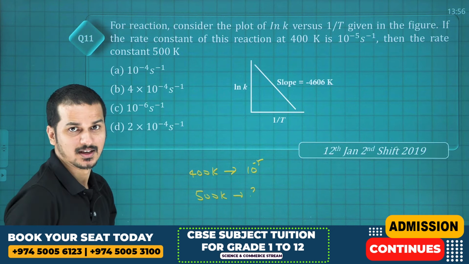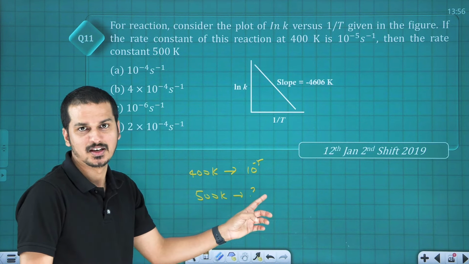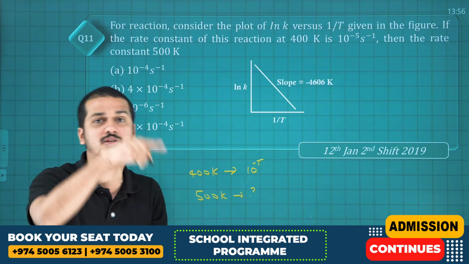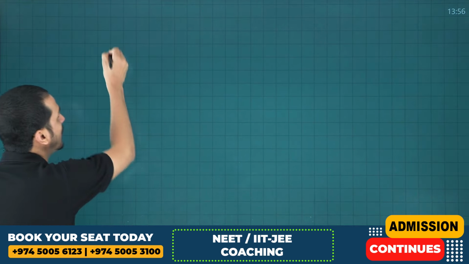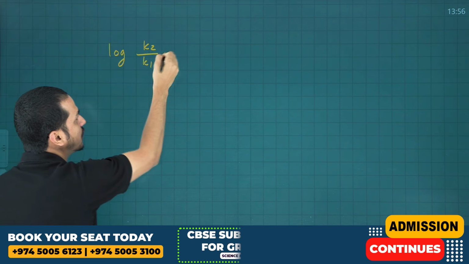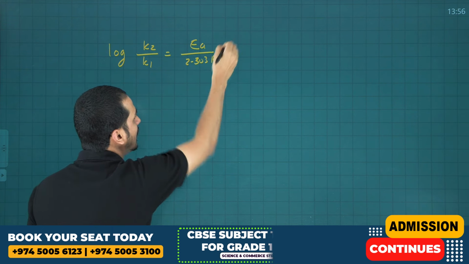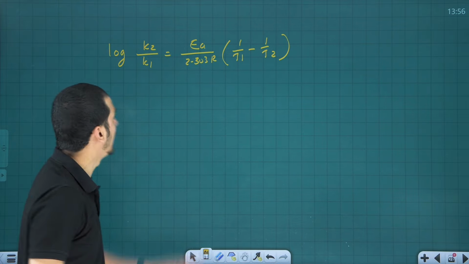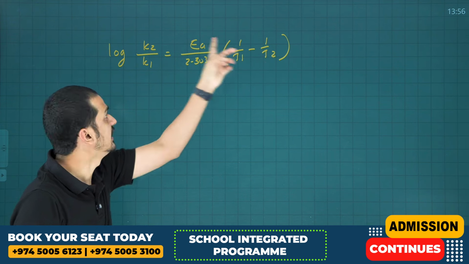That's the question. At a temperature of 400 Kelvin the rate constant is 10 raised to minus 5, and at 500 Kelvin, how much? Two different temperatures are given, and we have to find the respective rate constant. We have one equation: log of K2 by K1 equals EA by 2.303 R into 1 by T1 minus 1 by T2. K2 we have to find out. K1, T1, T2 we know, EA we don't know.